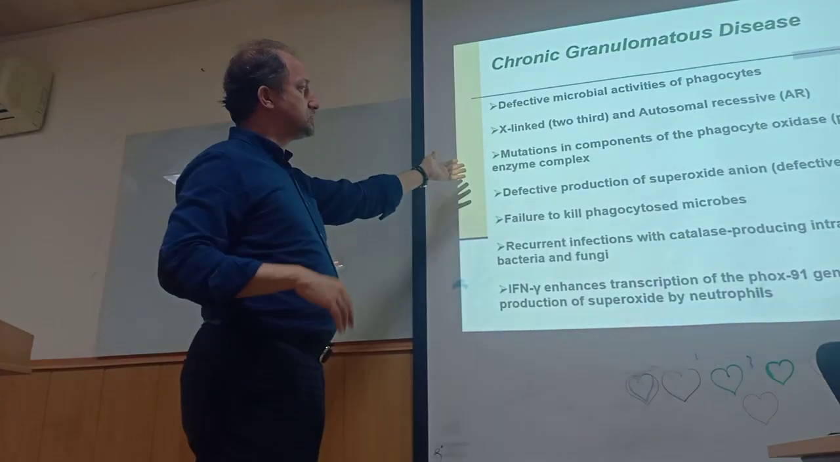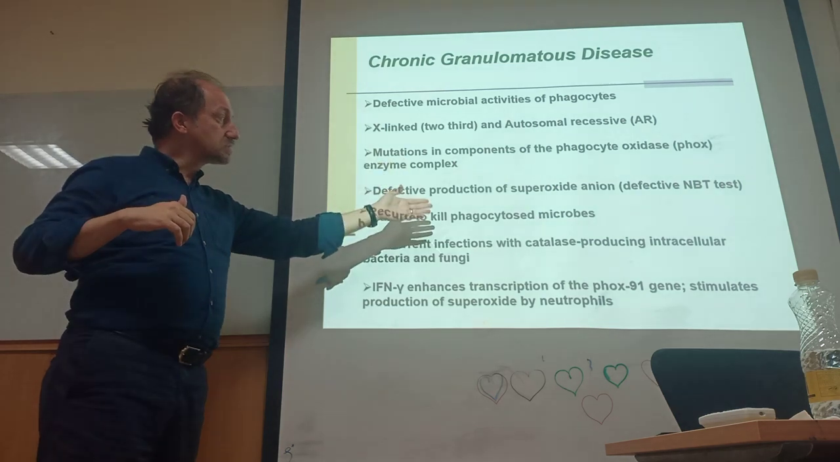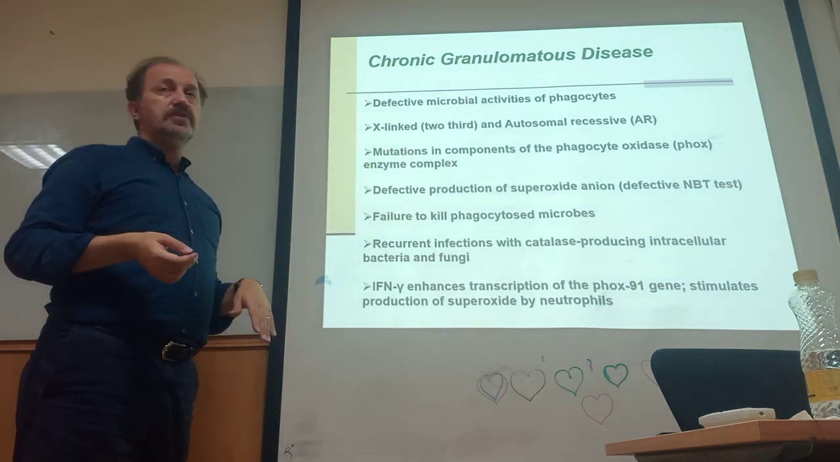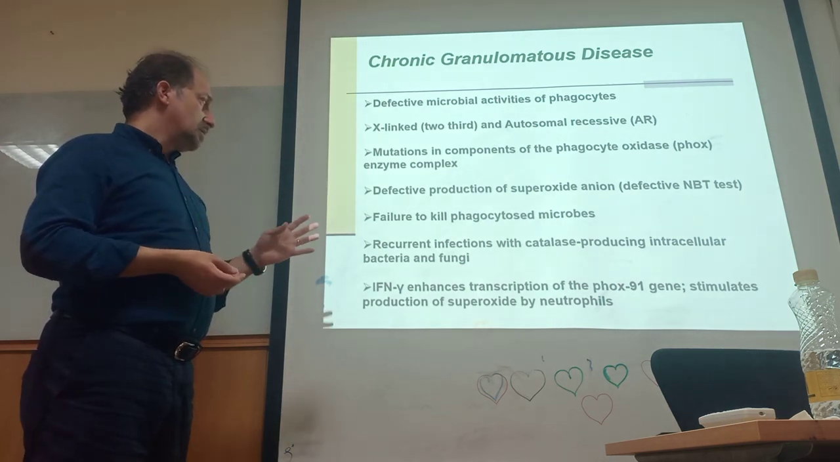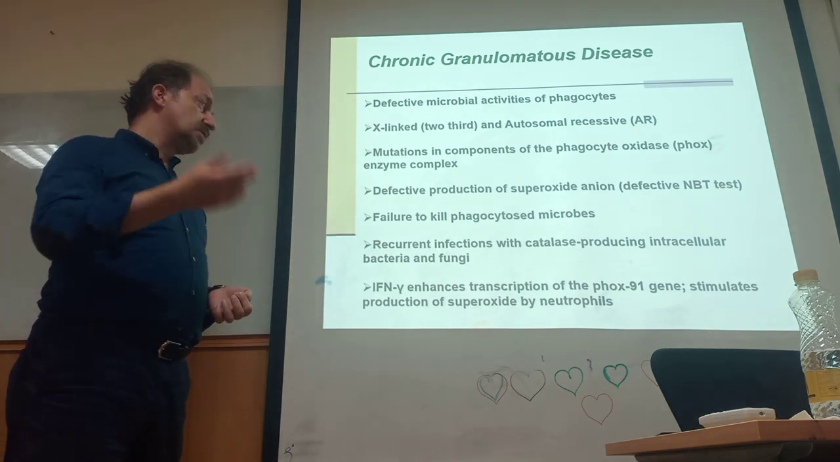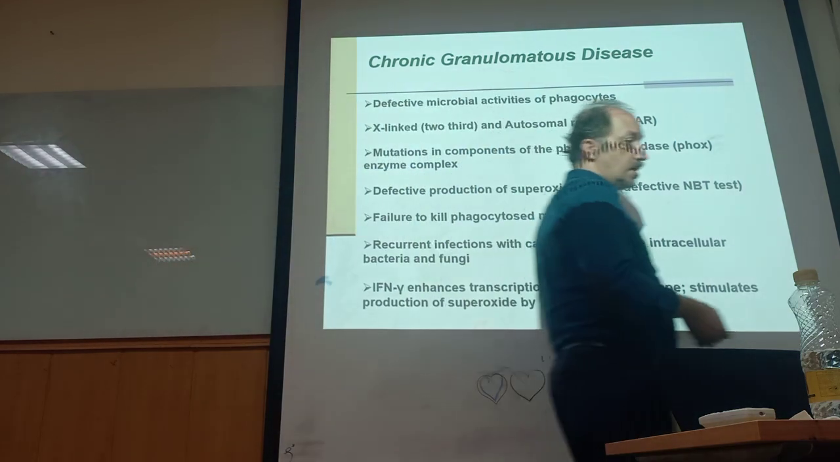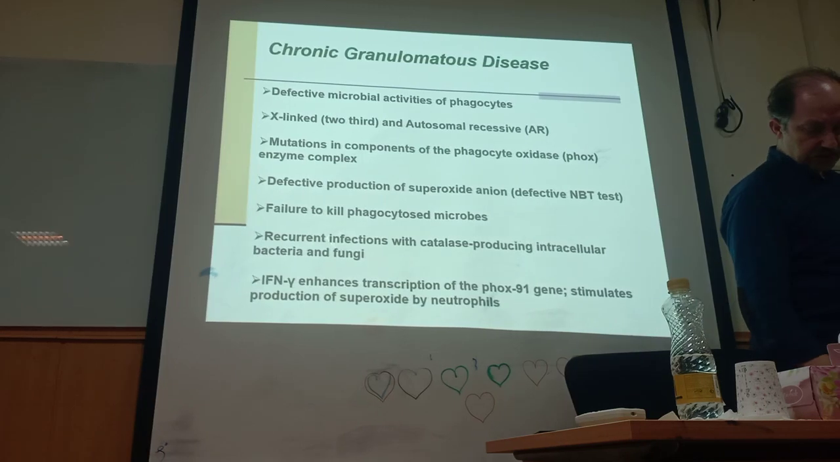The mutation in phagocyte oxidase leads to CGD, and there is a failure to kill the phagocytosed microbes. And the patient usually suffers from infections with fungi and intracellular bacteria. It seems that interferon gamma increases transcription of the gp91 gene and stimulates production of superoxide anions. So it could be used as one of the treatments for CGD.